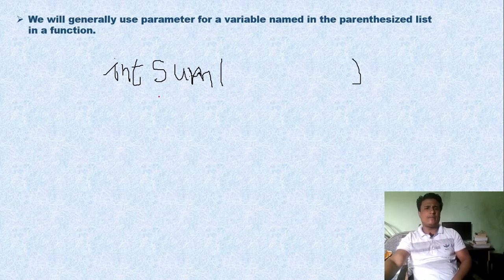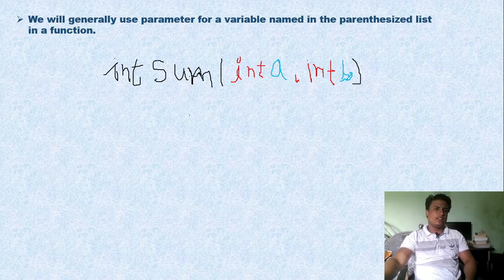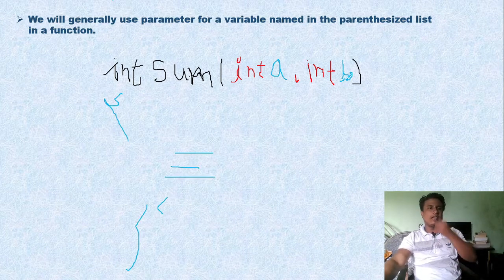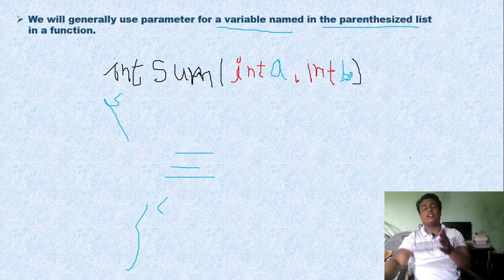Here two arguments have been passed. Suppose int a, int b. So suppose this is a function, and you have some code here. So what does this line say? We will generally use parameter for a variable named in the parenthesis list of a function. So you can see that whatever parenthesis list we use in a function, generally we use variable names there.